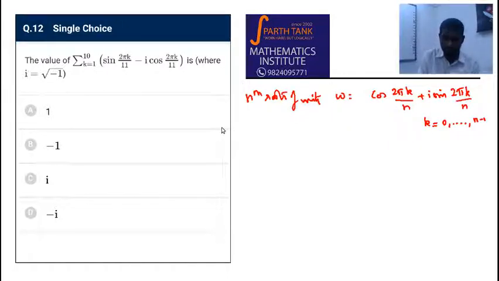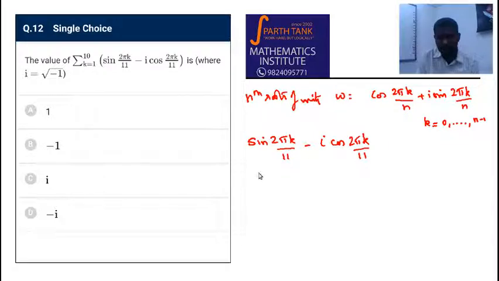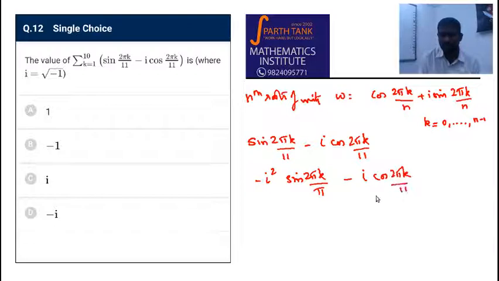So what I am going to do now, just take that single term, sine of 2 pi k by 11 minus i cos 2 pi k by 11. This is nothing but, I can multiply by minus i squared here. Minus i squared is 1. And to make the whole thing a little bit easier, minus i cos 2 pi k by 11. If I take a minus i common, then I would get cos 2 pi k by 11 plus i sin 2 pi k by 11.